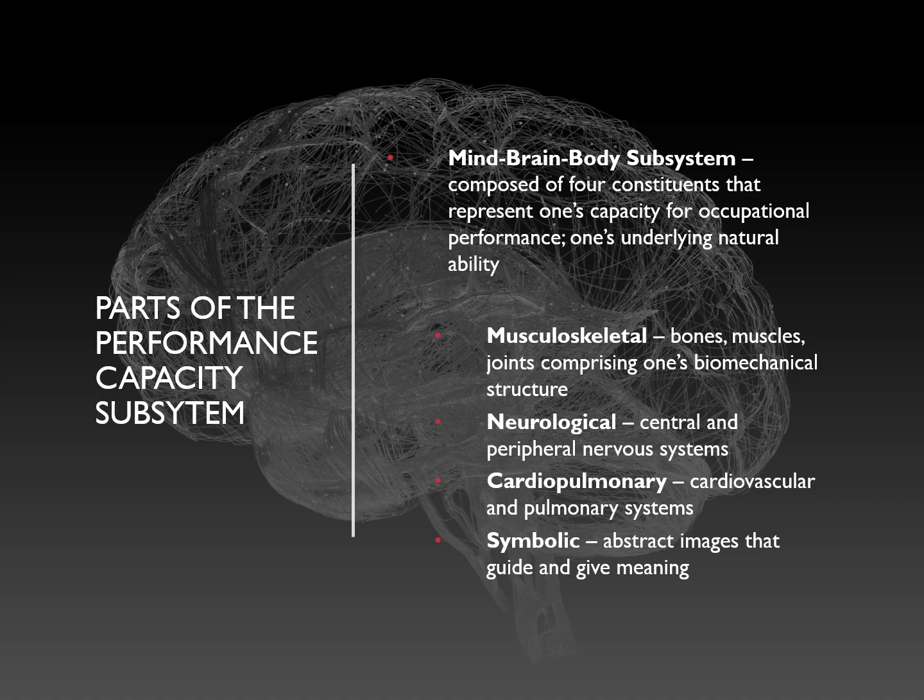All right, so the mind, brain, body subsystem is composed of 4 constituents that represent one's capacity for occupational performance and one's underlying natural ability. So you have a musculoskeletal system with your bones, muscles, joints, which comprises one's biomechanical structure. Then you have your neurological system, central and peripheral nervous system, cardiopulmonary, cardiac and pulmonary systems, and then symbolic or abstract images that guide and give meaning. That one's a little weird to me, anyway, we'll talk about that.